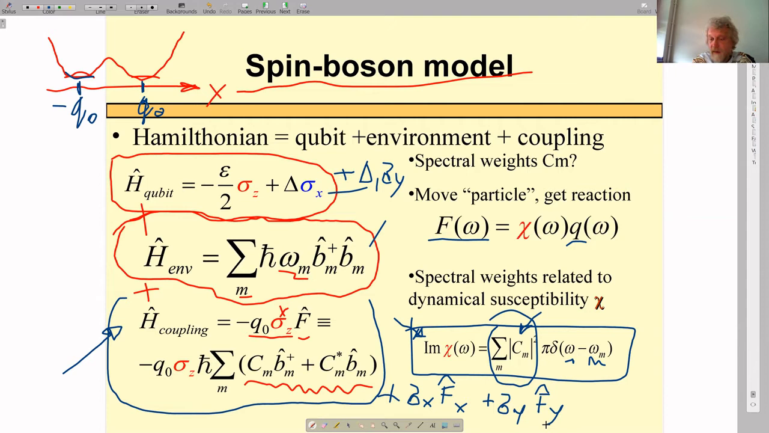But so far, the research has shown that this complication doesn't lead to anything qualitatively new, just as deformation of the potential didn't lead to qualitatively new things for the damped oscillator. That's why we concentrate on the spin boson model as it stands.